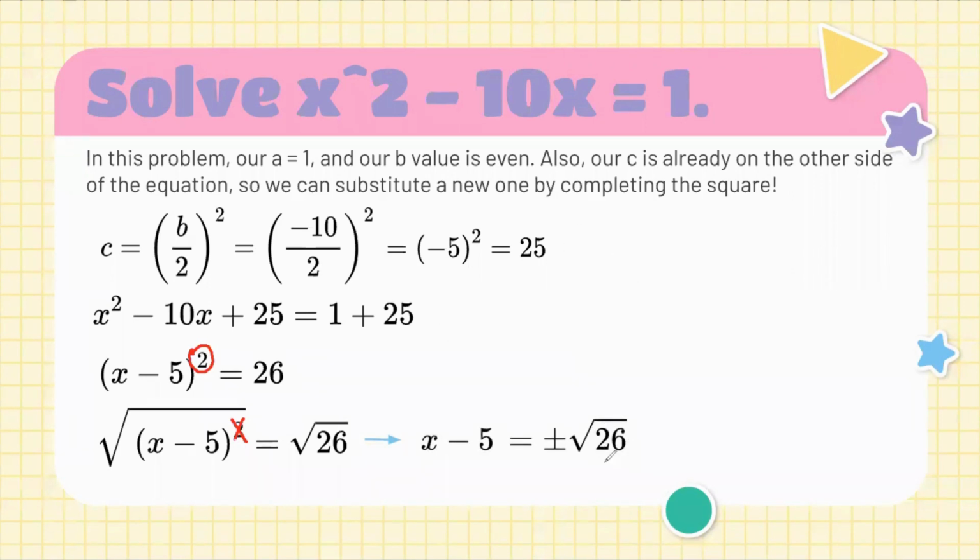Square root of 26 can't simplify to anything, so you can just go ahead and leave it as square root 26. And lastly, to solve for x, you just have to isolate it by adding 5 to both sides, and your final solution would be x equals 5 plus or minus square root 26. Again, usually you would simplify this, but since we have a square root that we can't simplify further, this would do as a solution.